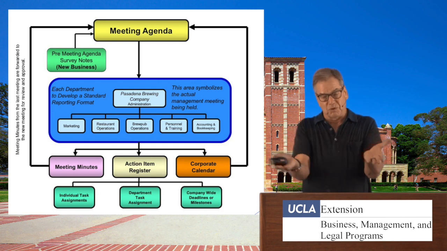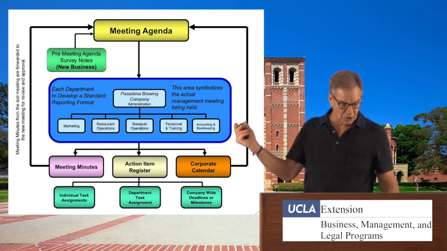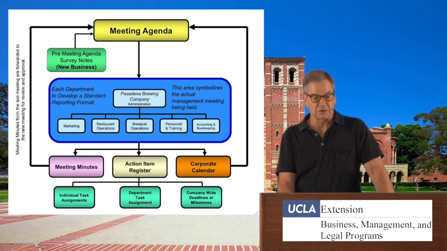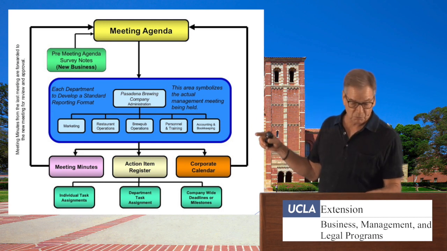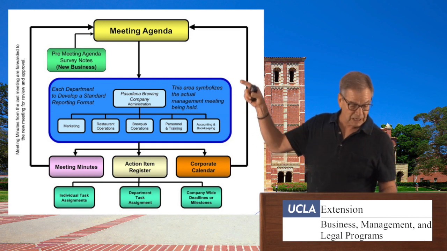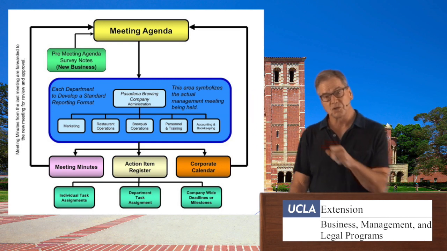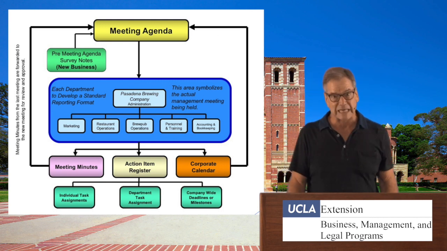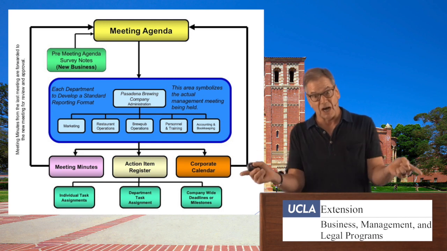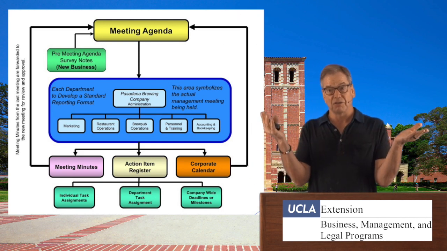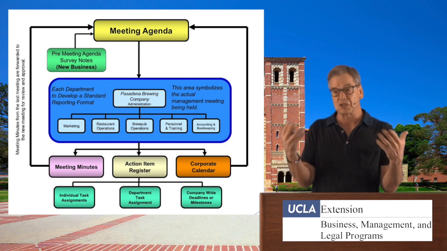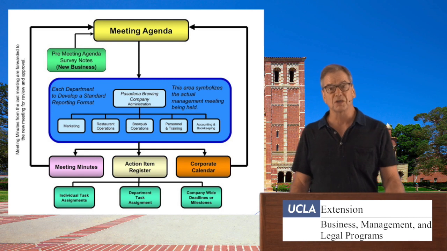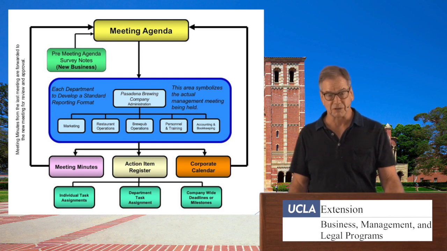And then the fallout, what then comes out of the meeting below, is meeting minutes, meeting action item register, and corporate calendar. Note, and we're going to drill into this more, the line that goes from meeting minutes up to meeting agenda. So the meeting minutes always go back up to become part of the agenda of the next meeting, and everyone gets a copy, because the first thing the chairman of the board, the CEO, or the president says is, do all accept and approve the minutes of the last meeting?